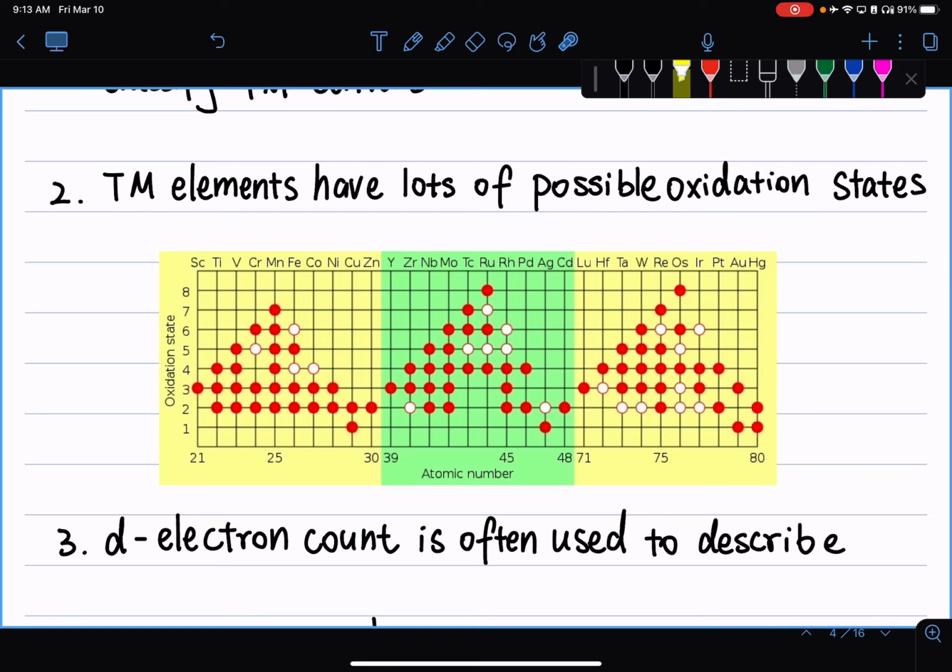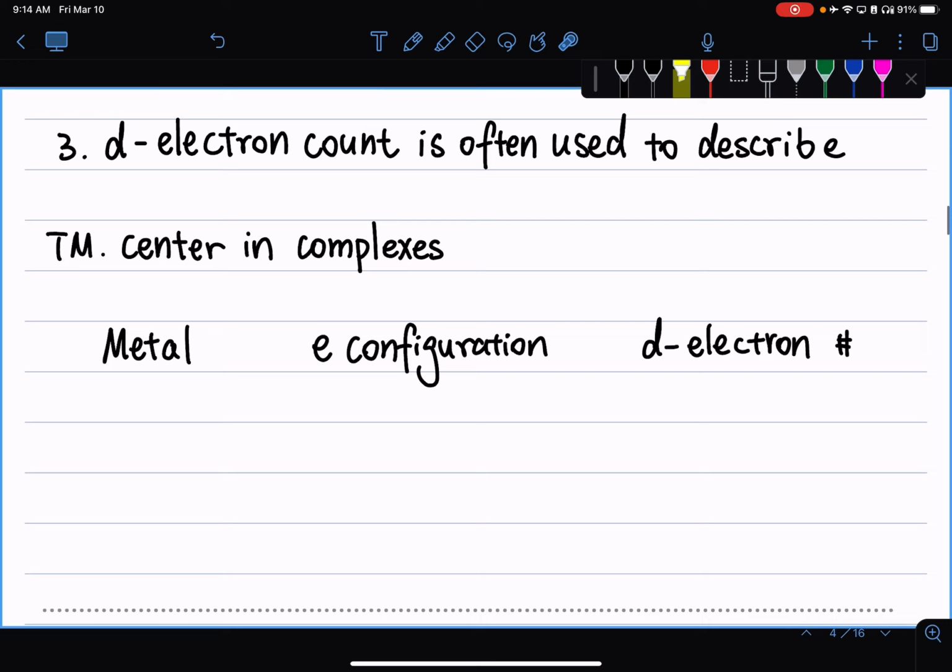So when we're describing the transition metal center, so far we discussed two different ways to describe it. You can have the electron configuration, you can have the oxidation state, and then we also use the electron count to describe the transition metal center in a complex. This is actually related to oxidation state and electron configuration. It's just another notation people use to describe a transition metal center.